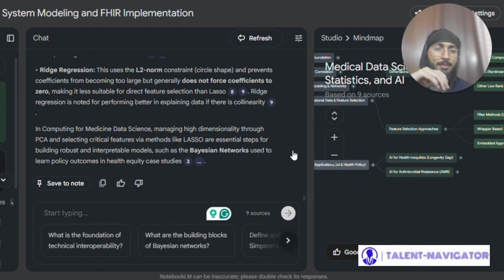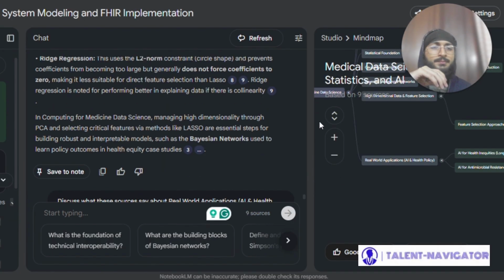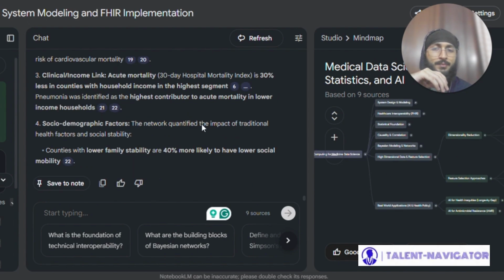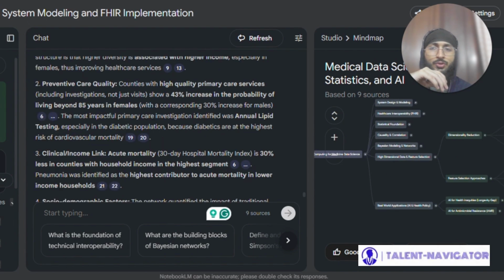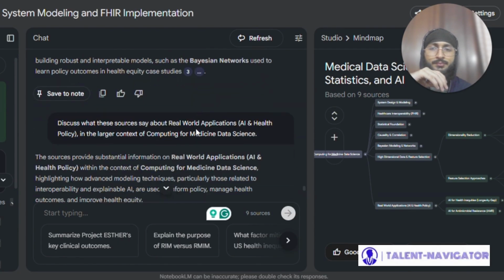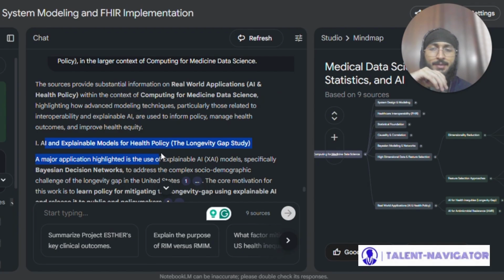Now covering some real world applications. After that, that would cover our whole topic. So let us go through that. So basically, we have AI and explainable models for health policy, the longevity gap study.